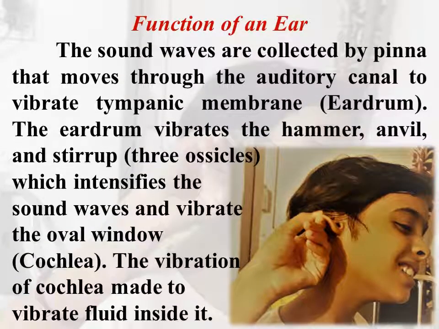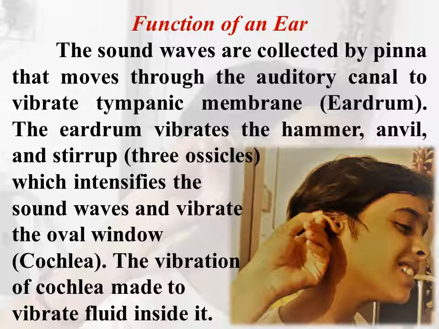Now, as a whole, how does your ear function? Now let us discuss. The sound waves are the first component that initiates the sensory process in your ear. When the sound waves travel through the air and reach the pinna, the pinna collects the sound waves and directs them towards the auditory canal, and through the auditory canal these waves travel to your tympanic membrane. There these sound waves vibrate the eardrum. That is, the tympanic membrane starts vibrating.